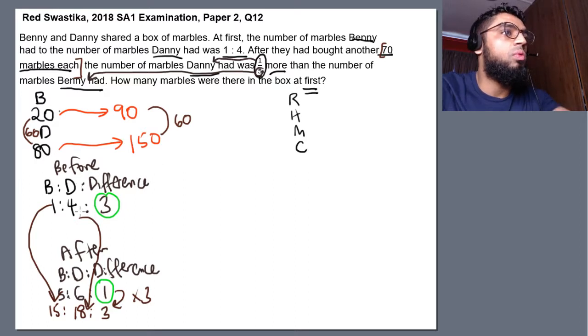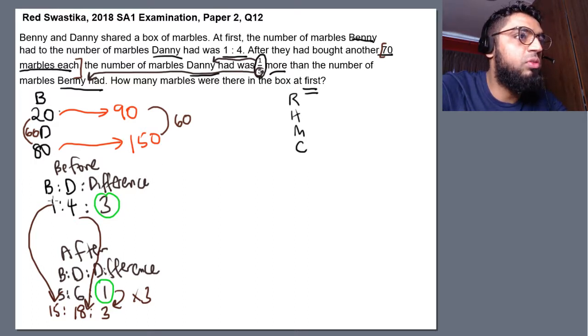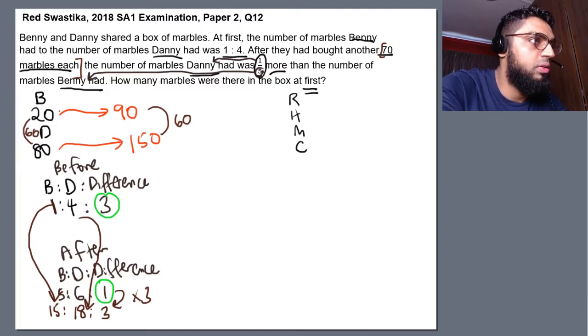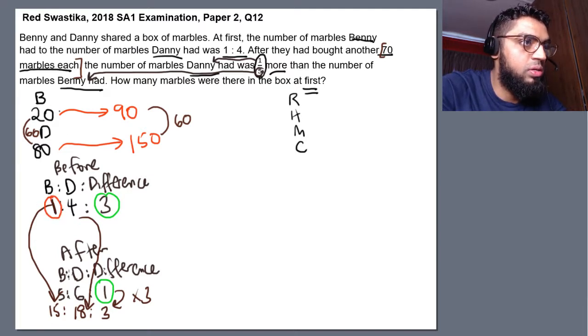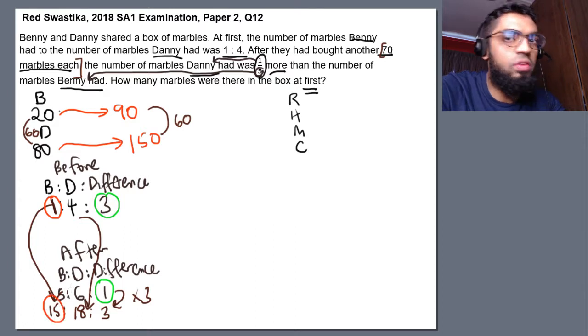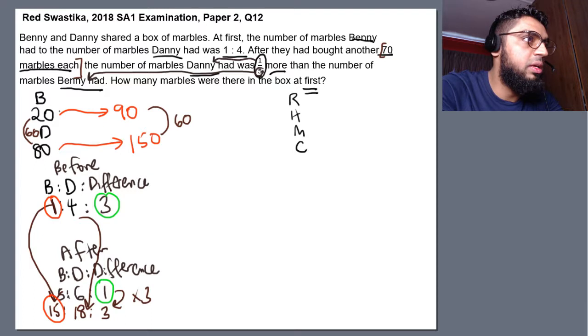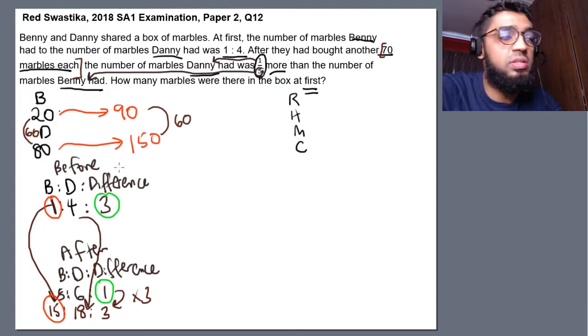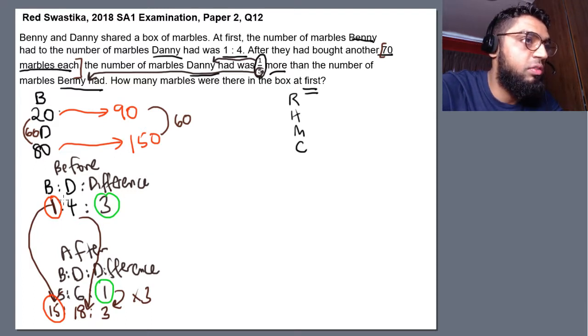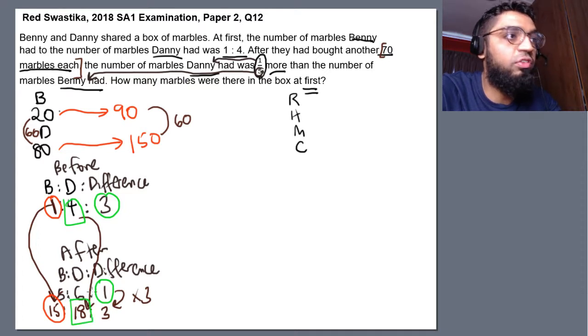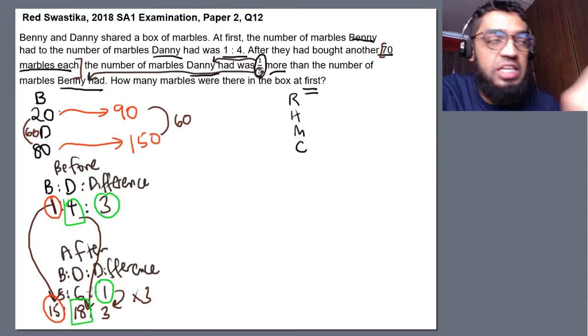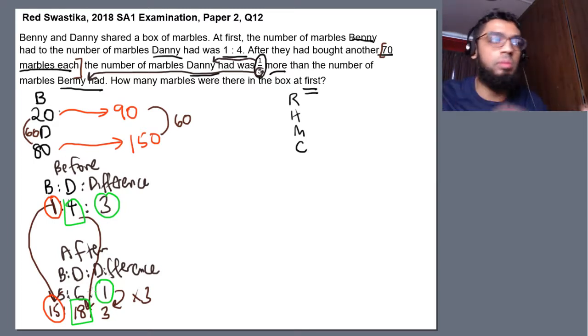Okay, so for Benny, his number of units for marbles jumped from 1 to 15. Okay, from 1 to 15, which is a difference of 14 units. How do I get 14? 15 minus 1. Similarly, Danny's number of units should jump the same as well. Okay, let's check. 4 to 18, which is a jump of 14 units as well. Why is the number of units the same? Because they each bought the same number of marbles.